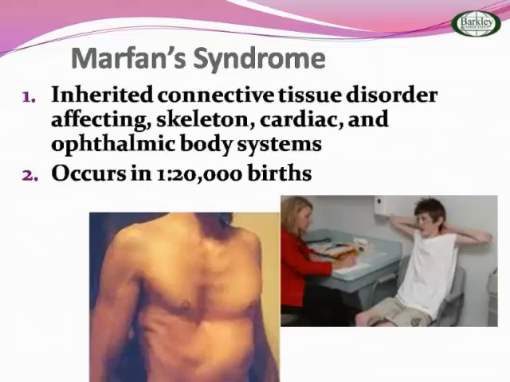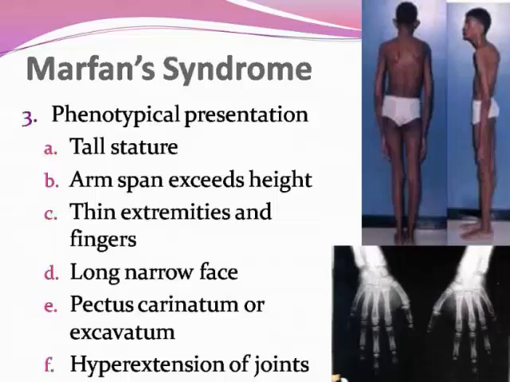Now here's Marfan's. Marfan's is the next one we want to talk about. Inherited connective tissue disorder. The skeleton, cardiac, and ophthalmic body systems are affected. And just to note here, like you can have pectus excavatum. We think about they're very tall. Their arm span exceeds what? Their height. So they're very long, lanky. Again, is the connective tissue. Thin extremities, long face, pectus carinatum, hyperextension of the joints. And you can also think about their palate can be high arched, narrow.